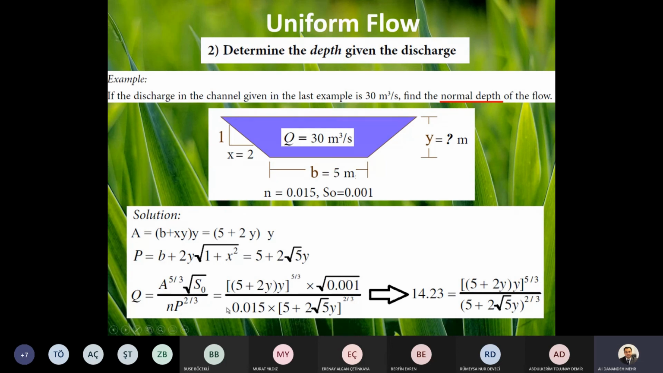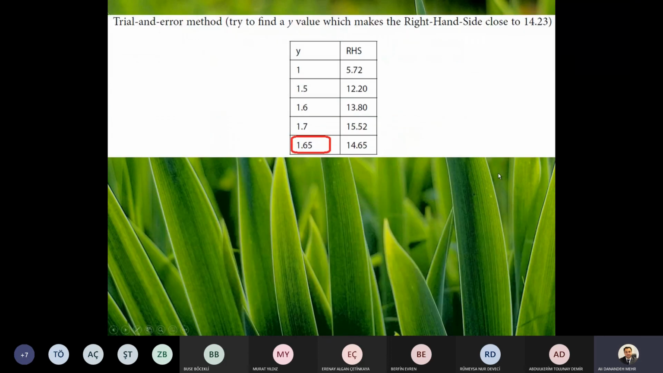Look, A is a function of y, and P is a function of y. Therefore, I have only one unknown, because Q is already given. The left side is given, the right side has one unknown. If you simplify both sides, you will have such an equation. Now this is one equation with only one unknown. Maybe you can calculate it with your calculator, or you can calculate it easily by the trial and error method.